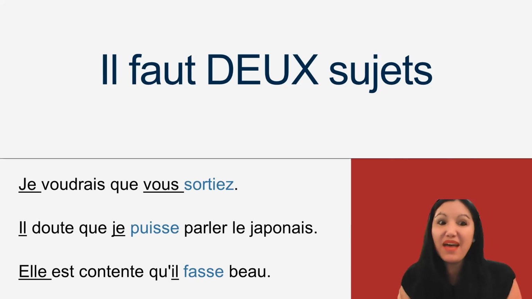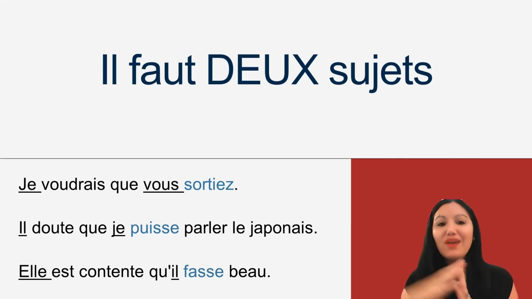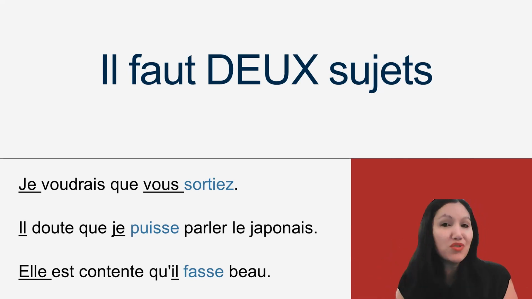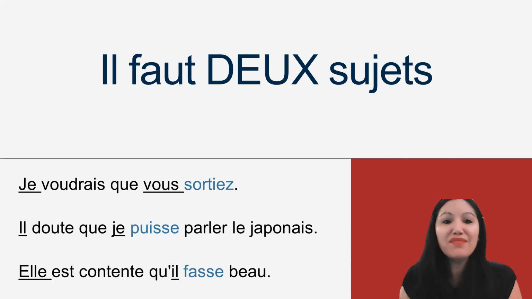Exemple numéro 2, il doute que je puisse parler le japonais. He doubts that I'm able to, that I can, from pouvoir. This is puisse, comes from pouvoir in subjonctif présent, speak Japanese. So we can see we have an il in the first part, que, and then the je is then conjugated in subjonctif.